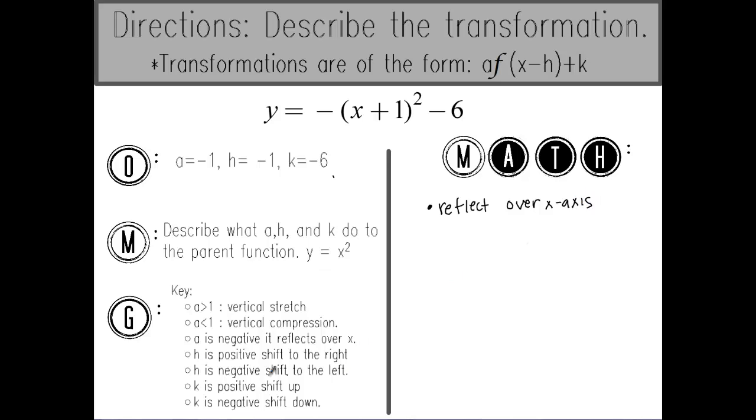The next thing we look at is our h value. Since our h value is -1, if h is negative, we shift to the left. So we shift left 1 unit. The last thing we look at is our k value. Since our k value is negative, that means we are going down. So we shift vertically down 1 unit.